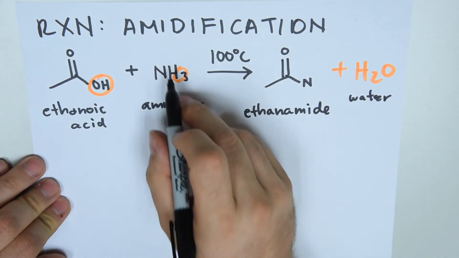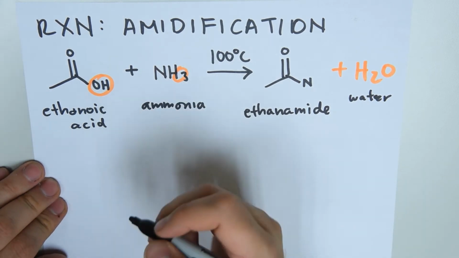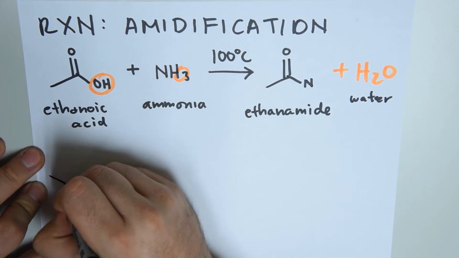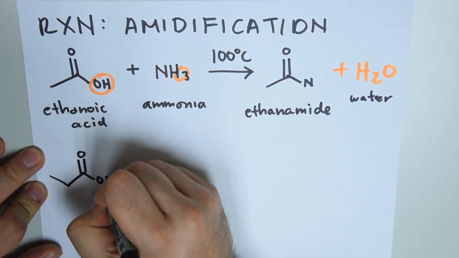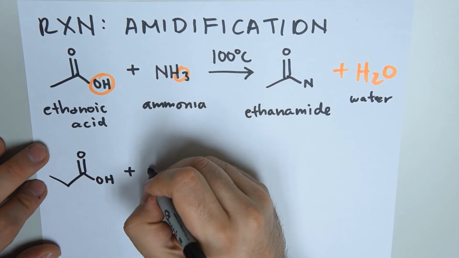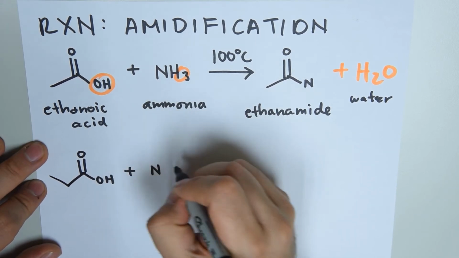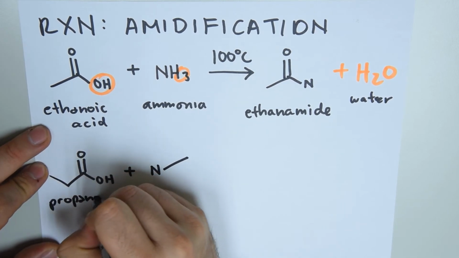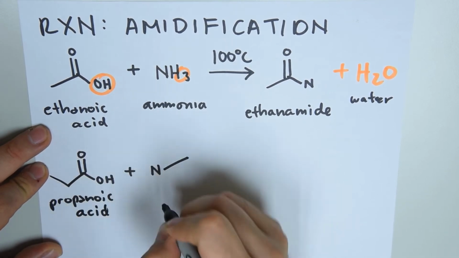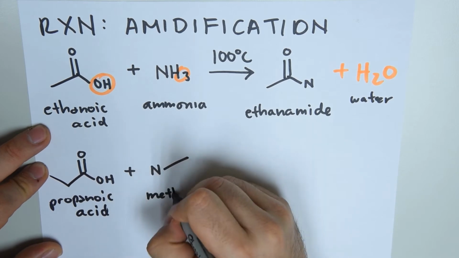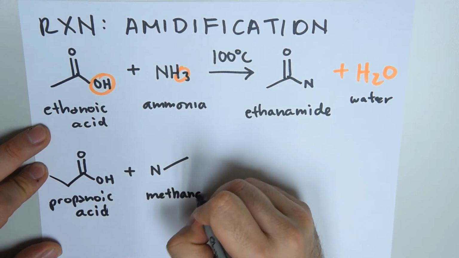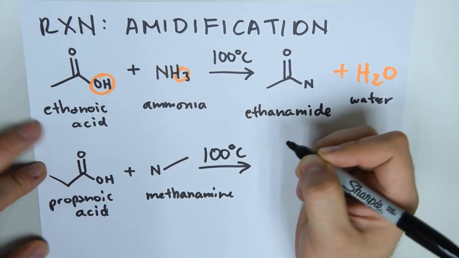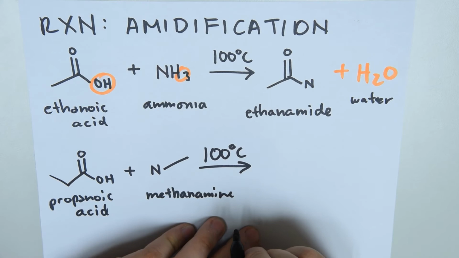When we use other nitrogen compounds, like let's say a primary amine, let's start with propanoic acid. And we're going to start with, let's say, methanamine. So propanoic acid, and we started with methanamine, an amine. We add those 100 degrees Celsius, we heat it up a little bit, and what's going to happen?